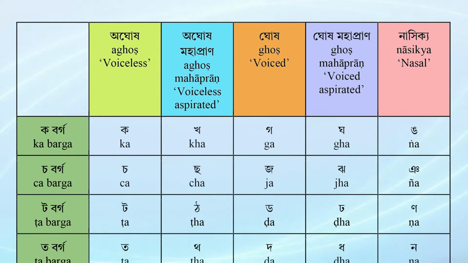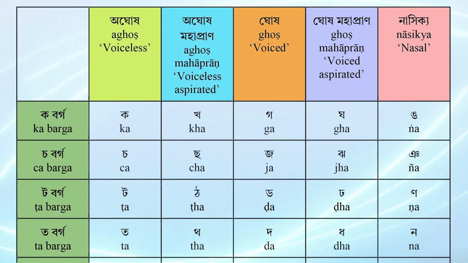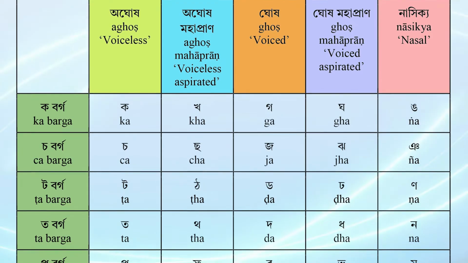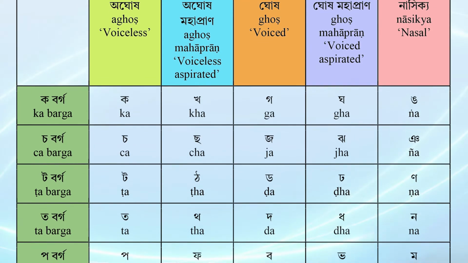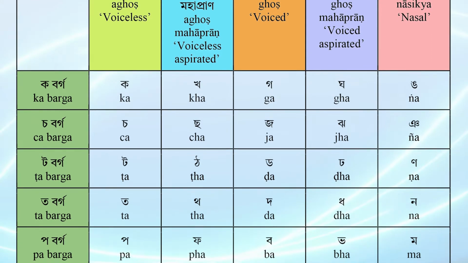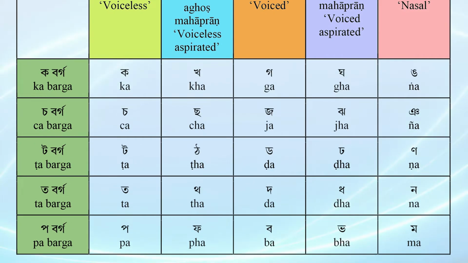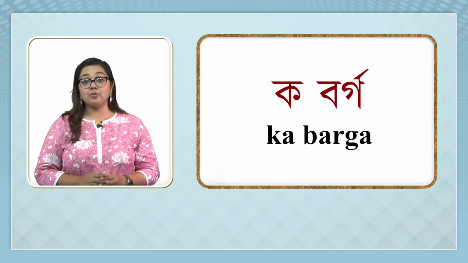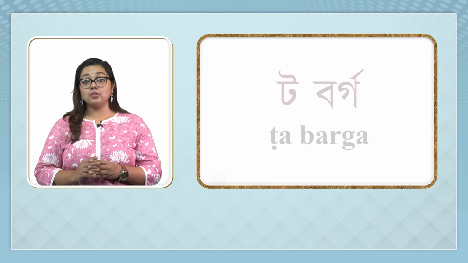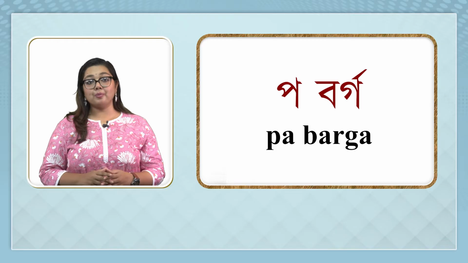These 25 consonant letters of the Bangla alphabet system can be arranged in a very scientific way. 5 rows can be formed by taking all the 25 consonants, where each row consists of 5 consonant sounds. The rows are called borgo, and each row is named after the first letter of the row, like Ko borgo, Cho borgo, To borgo, To borgo, and finally Po borgo.